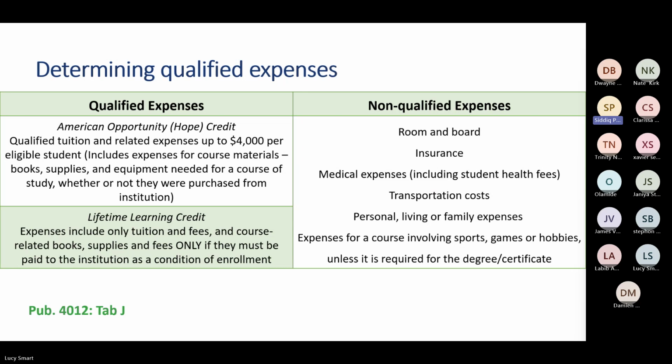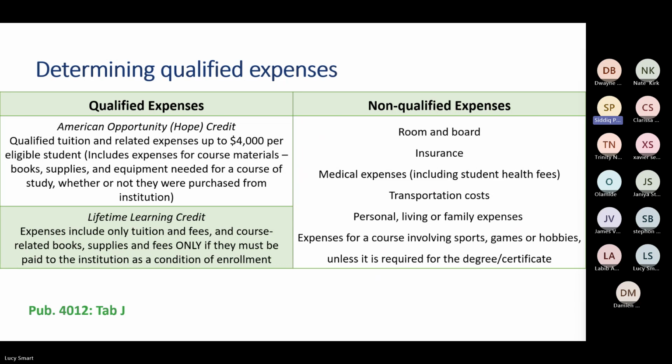So, what type of education expenses count towards an education credit? For both credits, tuition and fees are qualified expenses. For AOC, related expenses like books, supplies, and equipment needed for a course of study are also qualified. These may not have been purchased from the institution themselves, so they are not always included on Form 1098-T.